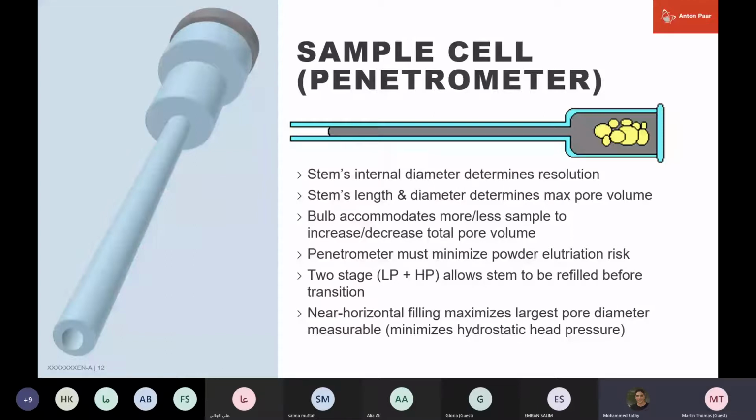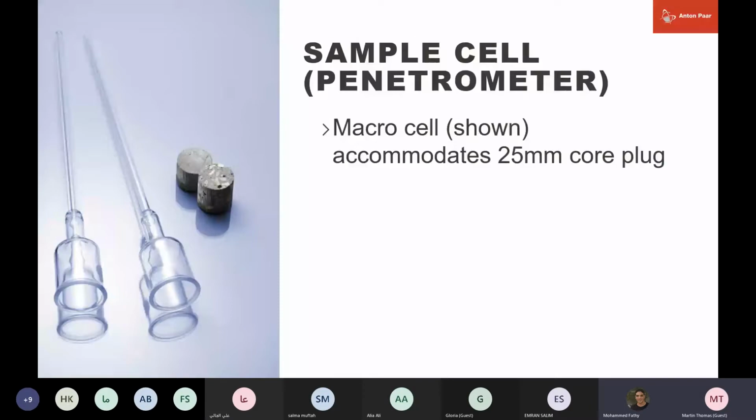Filling it in this orientation allows us to measure as large a pore size as we can by this technique. So this is the macro cell shown here, and it has a large capacity, which can accommodate up to a 1-inch diameter plug, up to about 30 millimeters long.